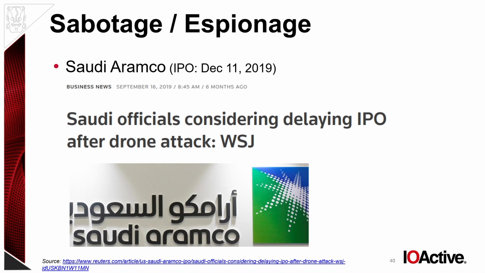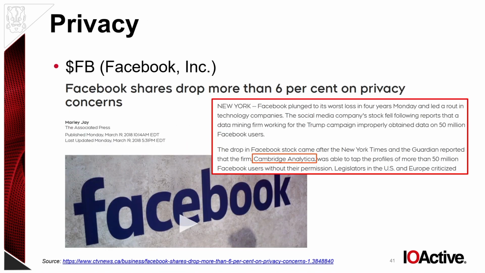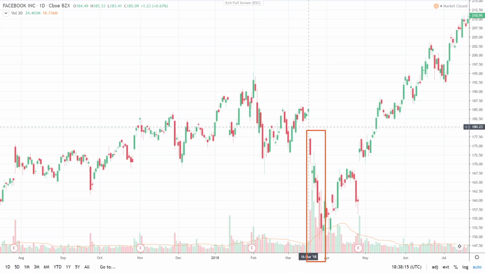The Saudi Aramco attack with drones, the company was not public yet, but it impacted the IPO, for instance. They had to delay the IPO. When it comes to privacy, the best case is Facebook. There are multiple cases. This was in early 2018 with the Cambridge Analytica scandal. We see minus 17% or something like that in the next days. But again, you see this. See how quickly they recovered in the next months.